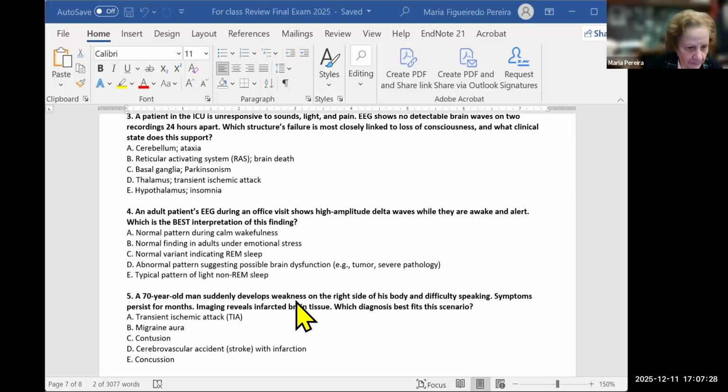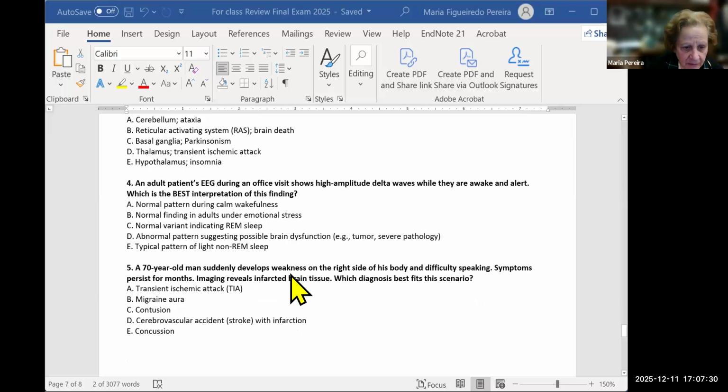Okay. A 70-year-old man suddenly develops weakness on the right side of his body and difficulty speaking. So, right side of the body and difficulty speaking. Symptoms persist for months. Imaging reveals infarcted brain area. Which diagnosis best fits this patient? Cerebrovascular accident, a stroke, right?